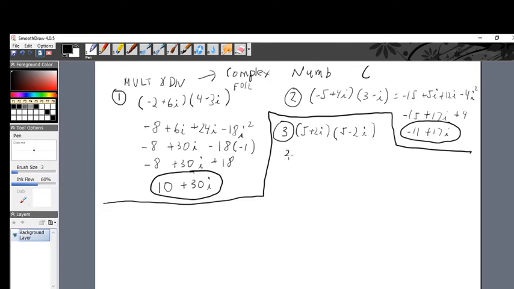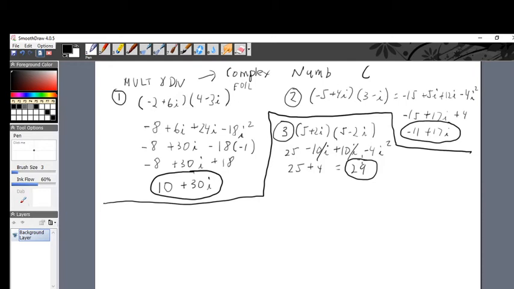First times first is 25. Outside times outside is negative 10i. Inside times inside, and now you see what's happening, is positive 10i. And last times last is 2 times negative 2, which is negative 4, i times i, which is i squared. Now you see what's going on here. These two cancel. And what do we have? 25 minus 4 times i squared, that's minus 4 times minus 1, which is positive 4. And 25 plus 4 is 29. That's the final answer. So you actually get a regular number out of this with 0i. 29 plus 0i, but we don't write the 0i, so we just write 29.